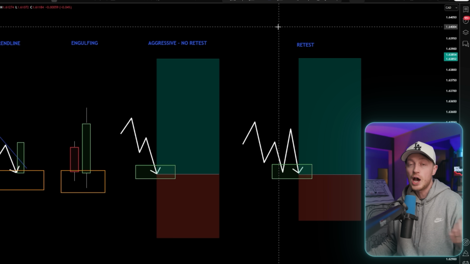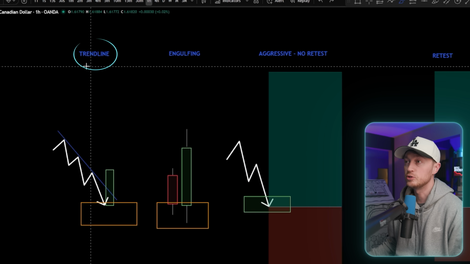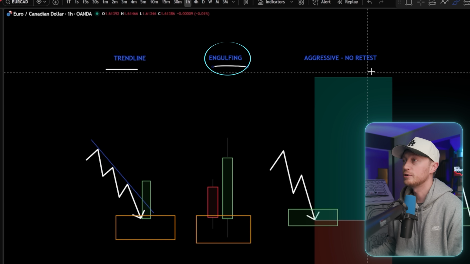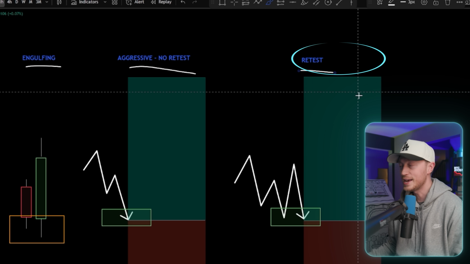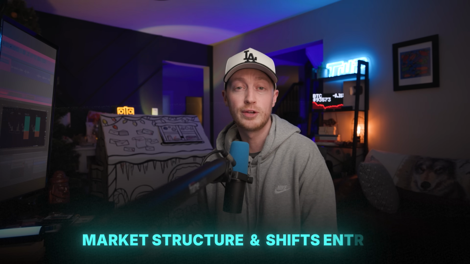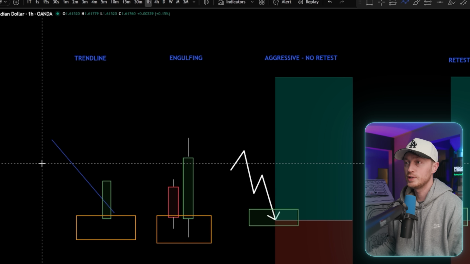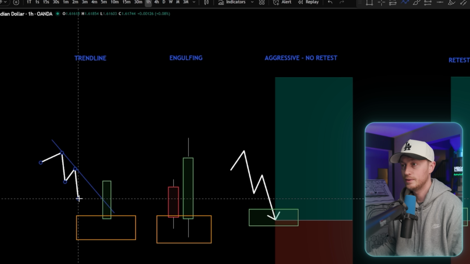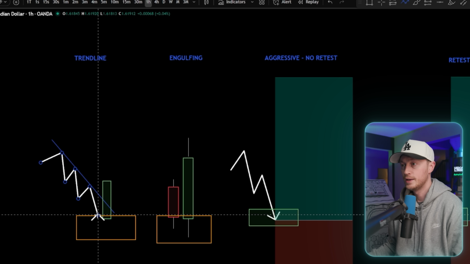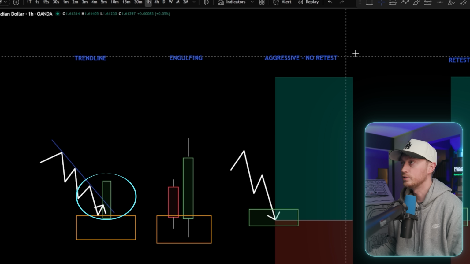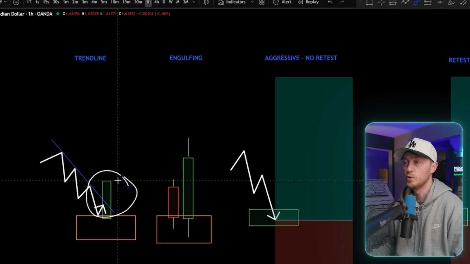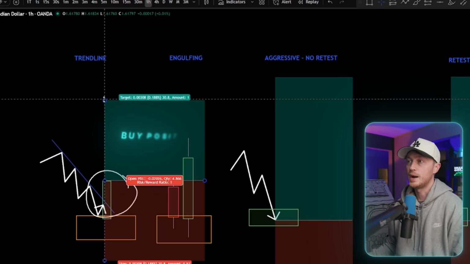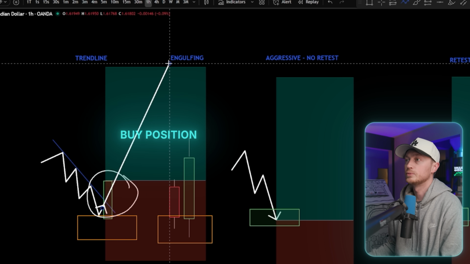So there's a ton of ways I get into trades. I like to use trend lines, engulfing patterns, aggressive entries, retest entries, market structure shift entries. So for the trend line entry, it's simple. Price is coming down. Price keeps tapping that trend line over and over again, and eventually a big green candle like this one breaks through the trend line, and then I enter my buy position. Price shoots up, smash the profit.